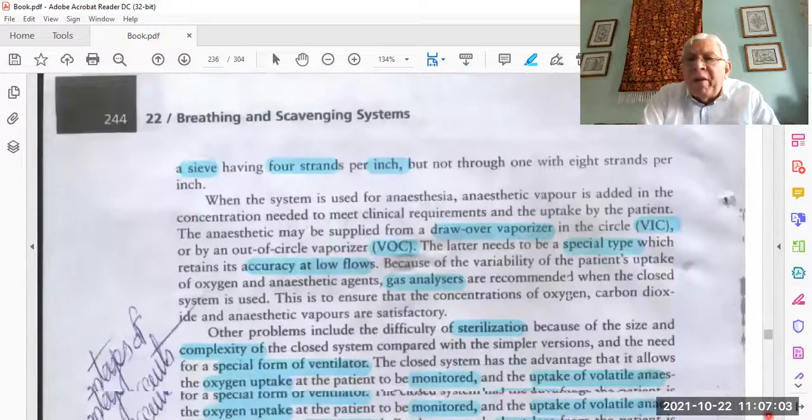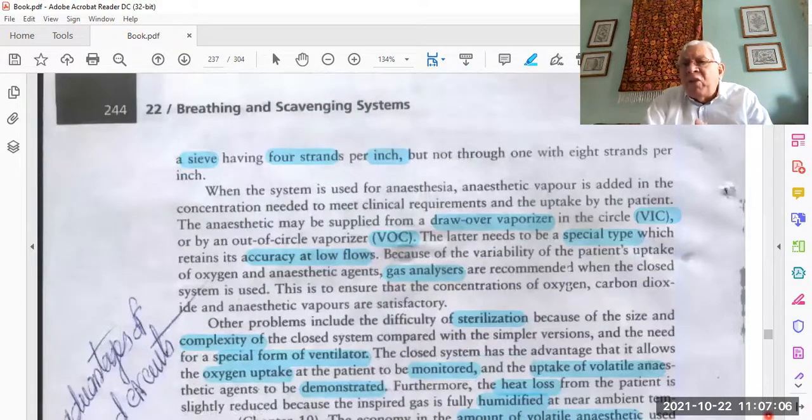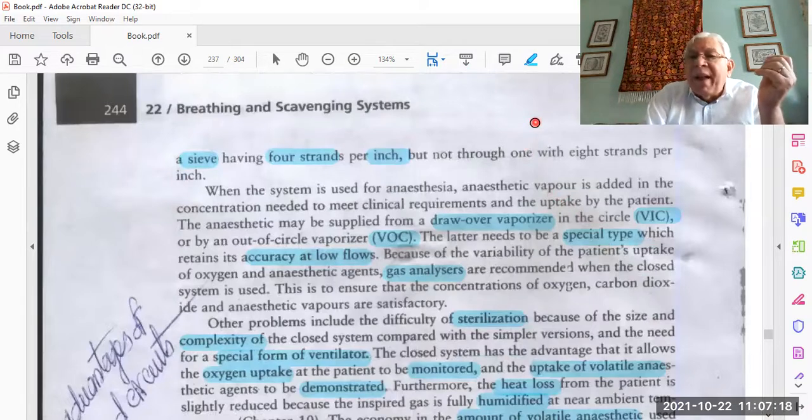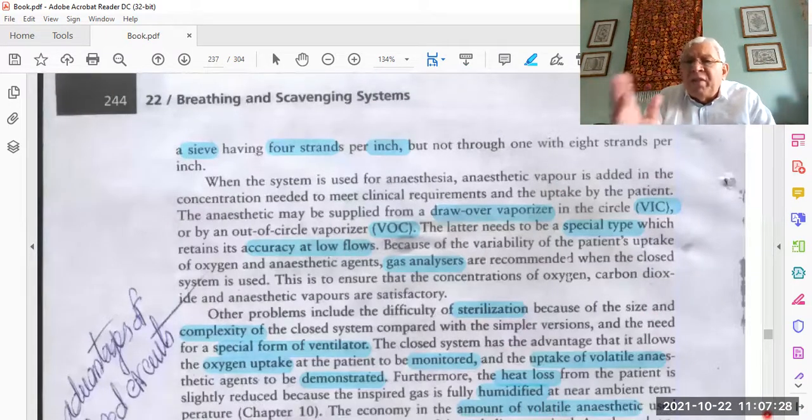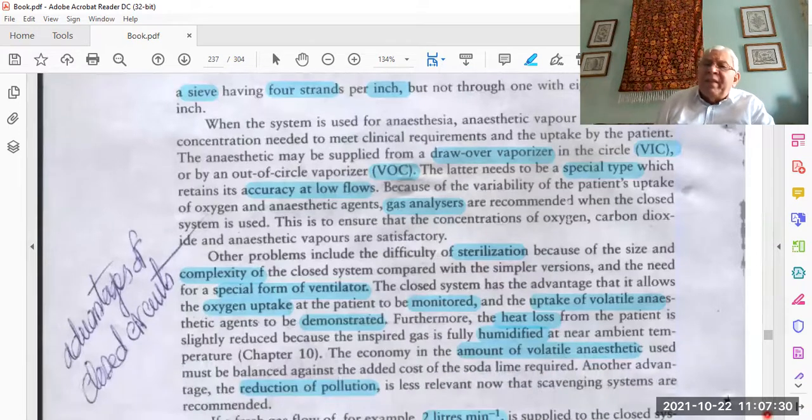Of course, the advantage of a closed circuit is that you minimize the gas flow, you minimize the consumption of the anesthetics. You can utilize, of course, the humidity of the expiratory gas. All such things are beneficial, but the drawbacks are that it's more expensive, complicated, and made of different components. Sterilization is very difficult. However, it makes it a good way to use as a system for anesthetizing patients.